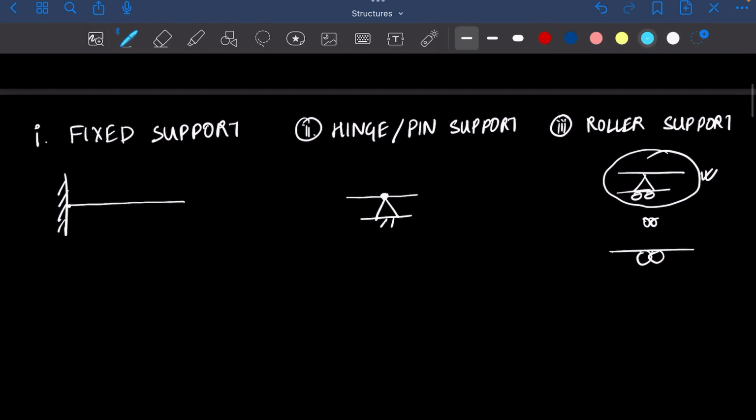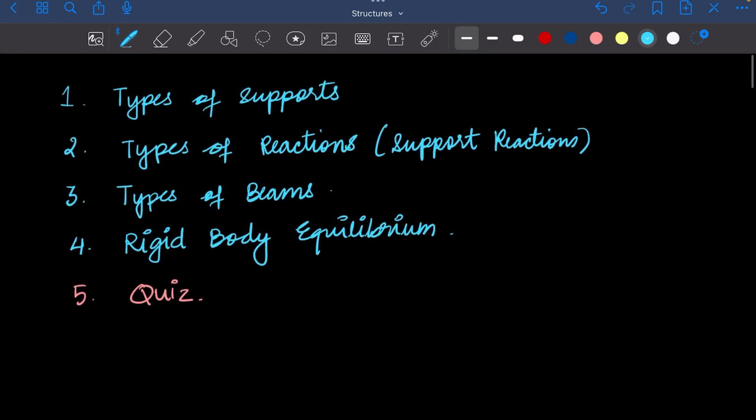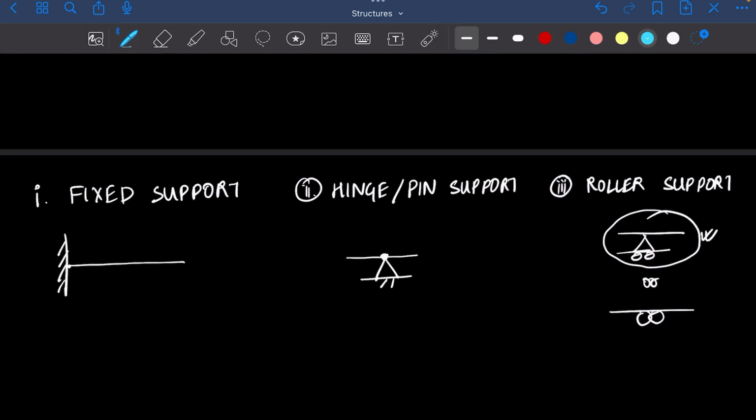Next is the types of reactions, or the support reactions, as in the reactions which act with respect to these different types of supports. In a fixed support, we have three different types of reactions. One is a vertical reaction, so we would call it RY because it's in the Y axis. Then one horizontal reaction, and a rotation, a moment is created. So let's call it RZ. So a total of three reactions in a fixed support.